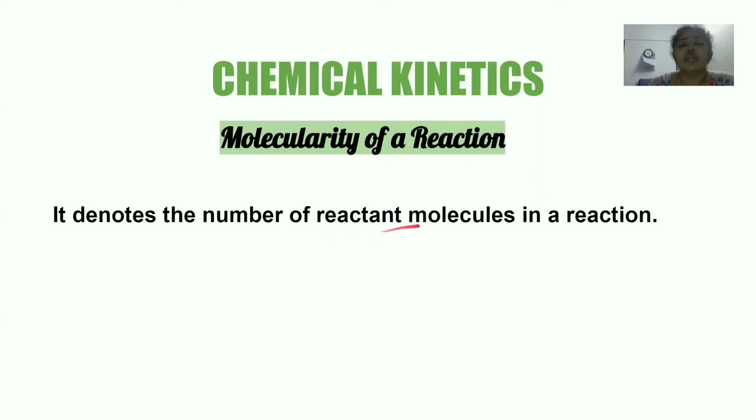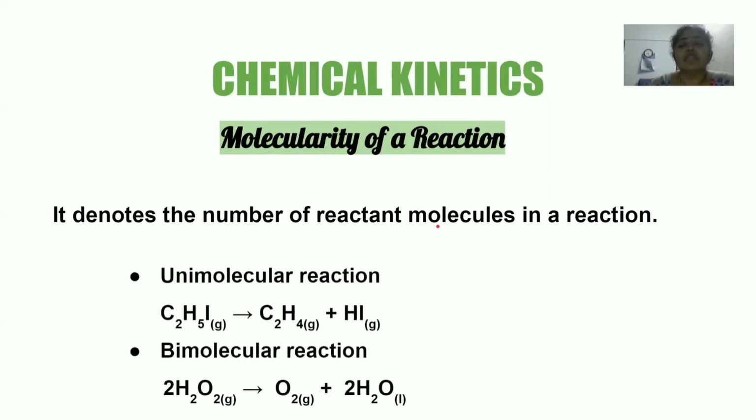Okay. So you have to only consider the number of reactant molecules. Now how do you know the number of reactant molecules? This you obtain from the well-balanced chemical equation. So take an example here. I've taken ethyl iodide, C2H5I, getting converted into C2H4 and HI. In this case, the equation is already balanced. I don't need to balance it further.